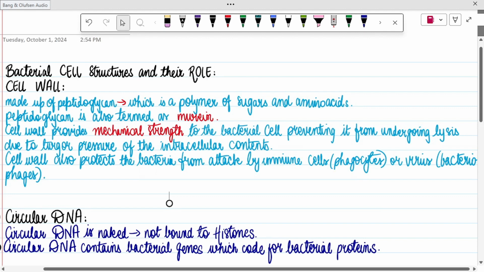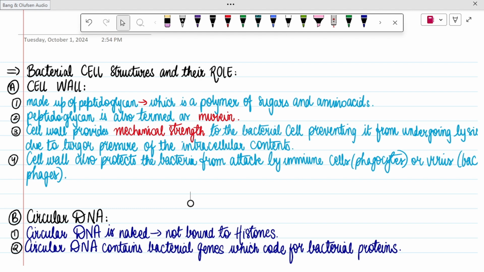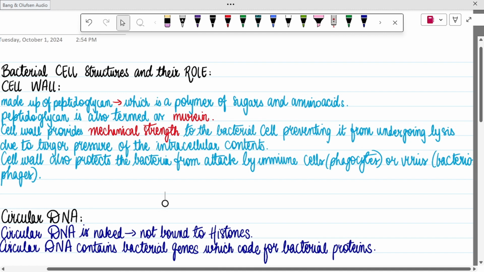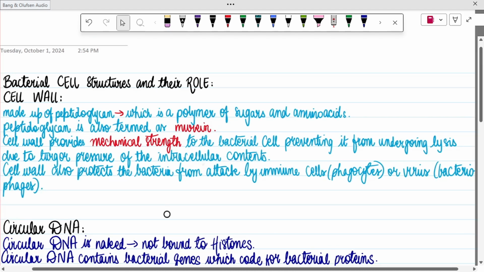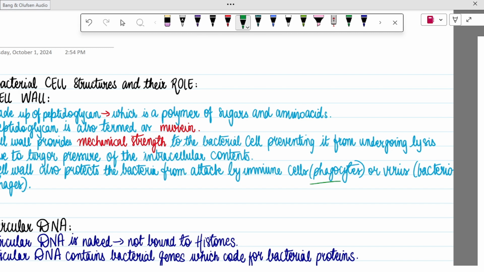It is made up of peptidoglycan, which is a polymer of sugar and amino acid. Peptidoglycan is also termed as murin. Cell wall provides mechanical strength to the bacterial cell, preventing it from undergoing lysis due to turgor pressure of the intracellular content. Cell wall also protects the bacteria from attack by immune cell. Immune cell कौन से हो सकते हैं? Your phagocytes. For example, your macrophages, monocytes. Phagocytes include your monocytes and your neutrophils.